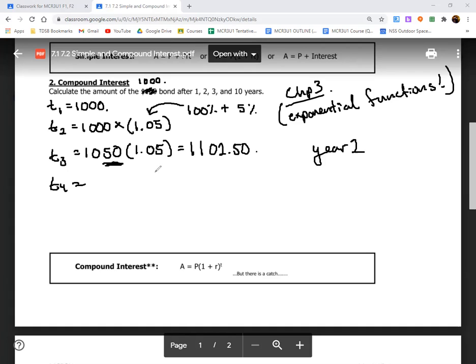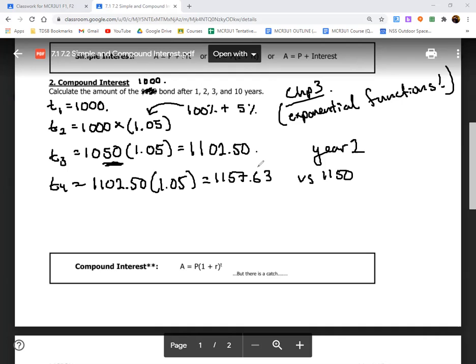T4. I have my original value of 1102.50, and that's going to be multiplied by another 5%, which is 63.625. Okay, so in terms of cents, it makes sense. I'm going to round to 2 decimal places. That compared to, I'm going to do the math quickly, 1150, you have an extra $7.63.